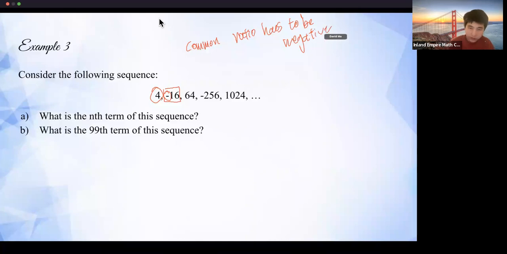And so let's see, what is the common ratio? What is negative 16 divided by 4? Or in other words, what do we need to multiply 4 by to get negative 16? Joyce?